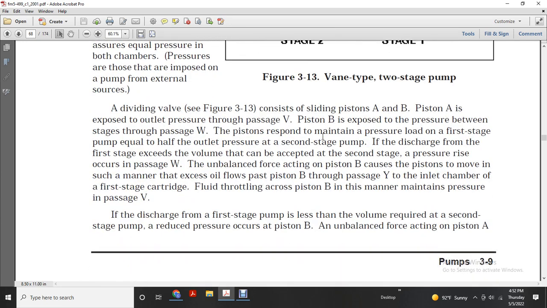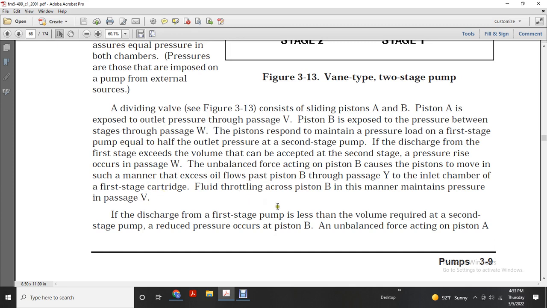The dividing valve in Figure 313 consists of sliding pistons A and B, with piston A exposed to the outlet pressure of the pump, and piston B exposed to the pressure between the stages, in passage W. The piston is responsible for maintaining the pressure load on the first stage equal to half of the outlet pressure of the second stage pump. If the discharge from the first stage exceeds the volume that can be accepted by the second stage at the pressure provided in passage W, the unbalanced force acting on piston B causes the piston to move in such a manner that the excess flows past piston B through passage Y to the inlet chamber of the first stage cartridge. Fluid throttling across piston B in this manner maintains the pressure in the passage.